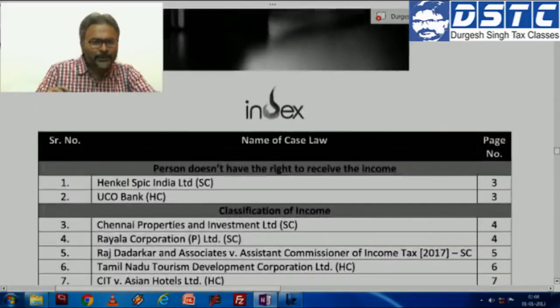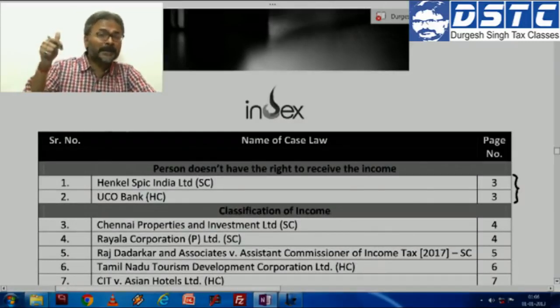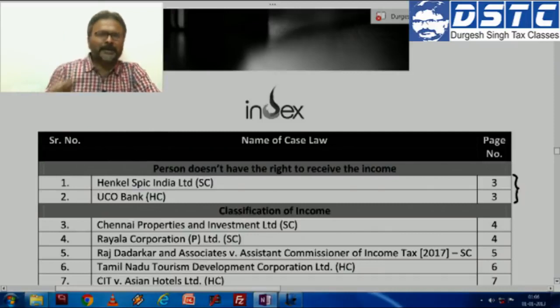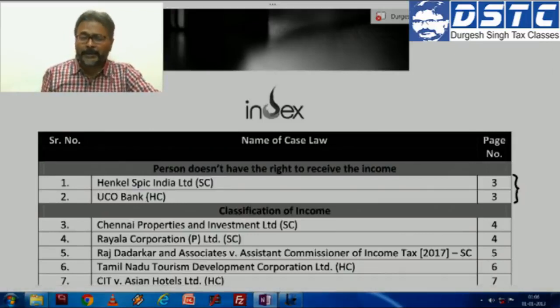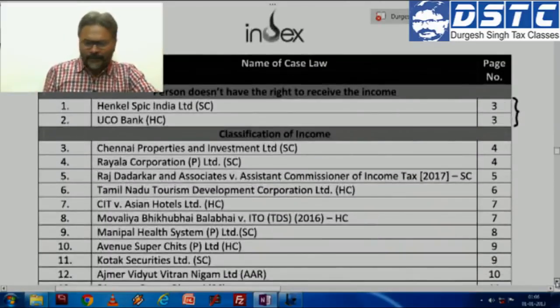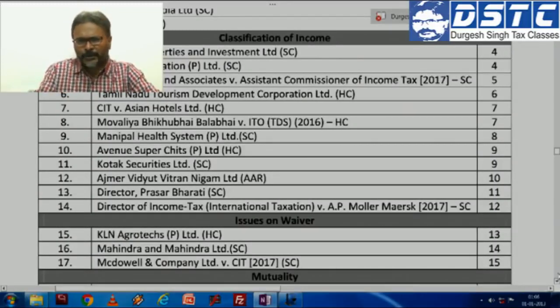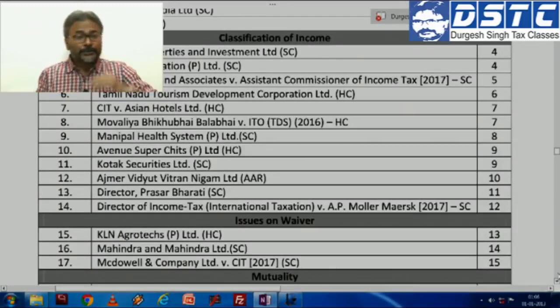See, you can just have a look at this particular part. Person doesn't have the right to receive the income. This is the theme, or this is the issue on which these 2 judgments are based, Henkel Spic India Limited and UCO Bank. Similarly, classification of income from case law number 3 to case law number 14, we will find that these are the segment of the judgments which are in respect of the classification of the income. So the facts, as I told you, would be different, but the themes are the same.